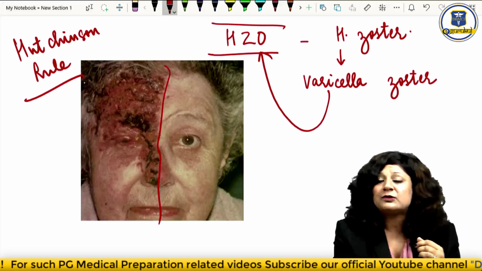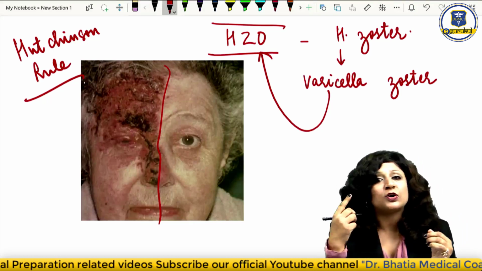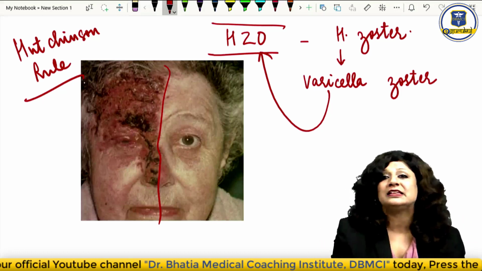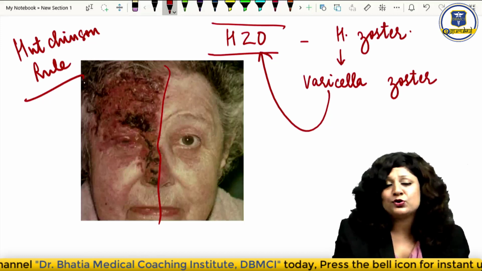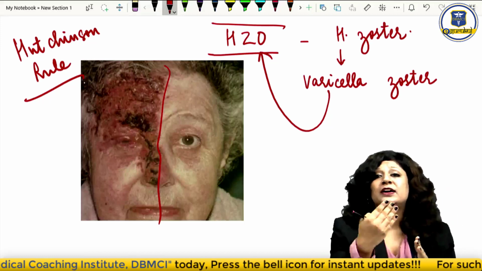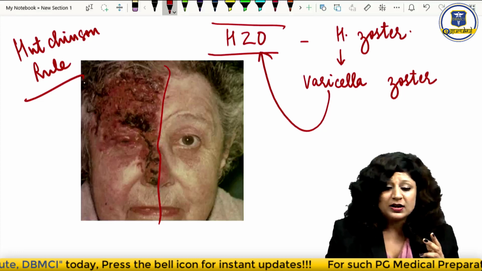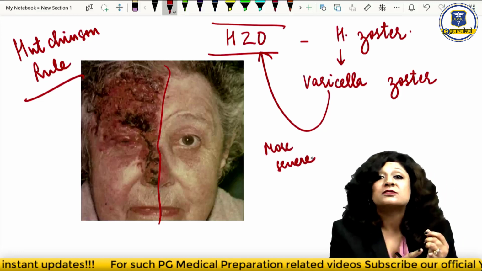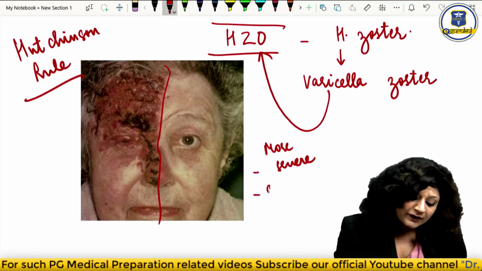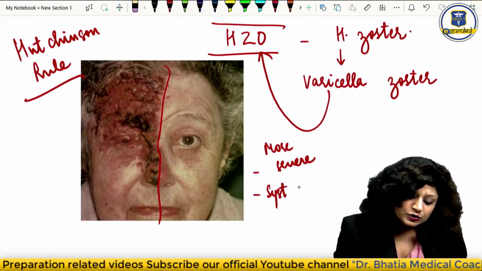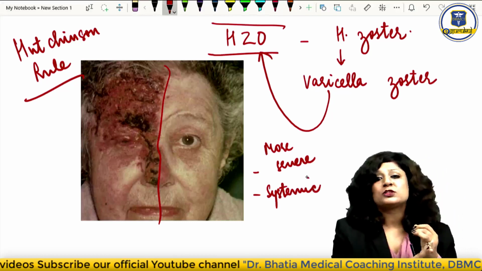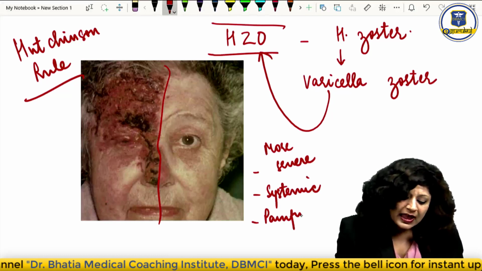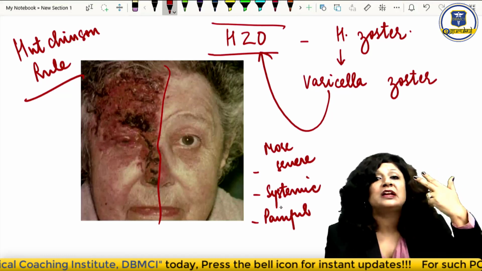I will start the treatment as soon as I see the involvement of the tip or the side of the nose, because I know the lacrimal division is involved earlier than the nasociliary portion. Now how is this different from herpes simplex? First of all, this is more severe. This virus is more virulent. Plus you have systemic involvement also. It is very painful also. And it is involving all three divisions.